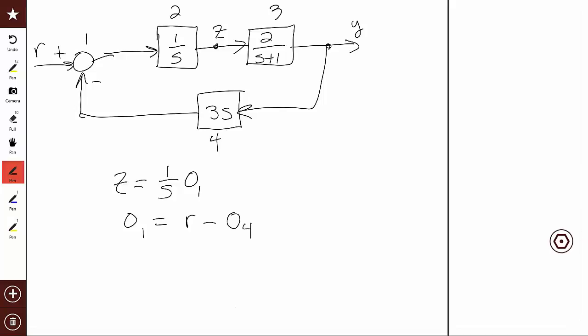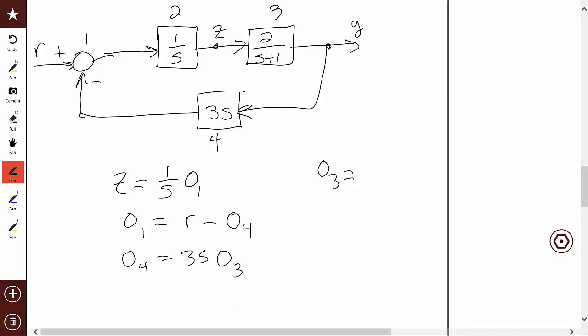What's output four? Y times 3S. You can call it Y if you want. I'm going to call it output three. What's output three? Output three, doesn't it come out of a box? Yeah, it's two. But didn't you pick it off of just the Y there? You could. I'm not going to. Times what? Output two, or Z.